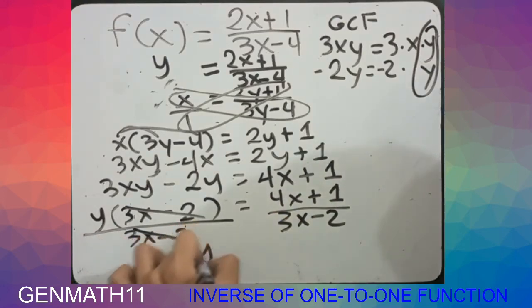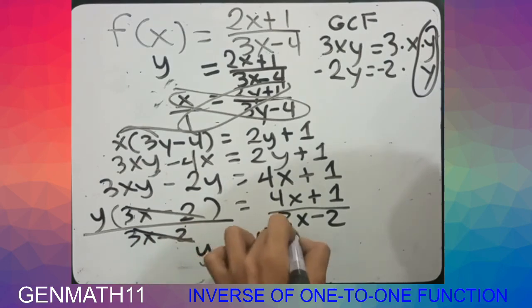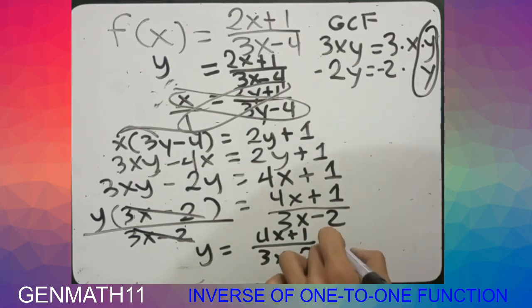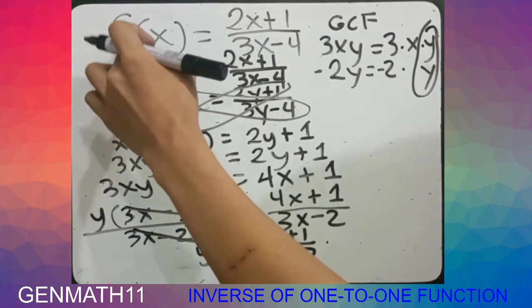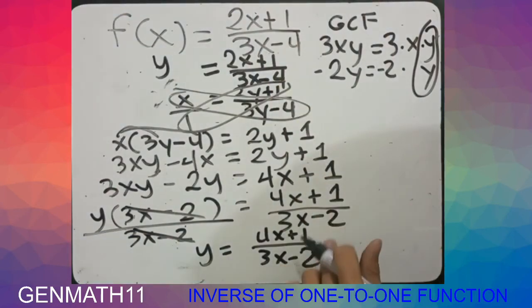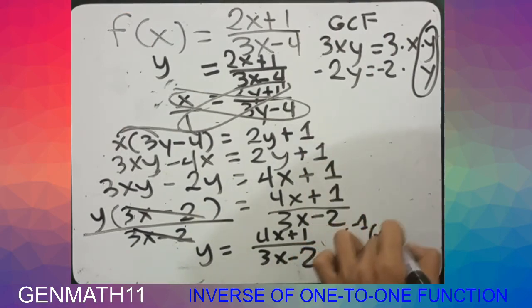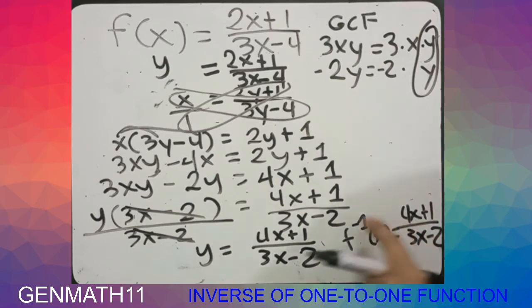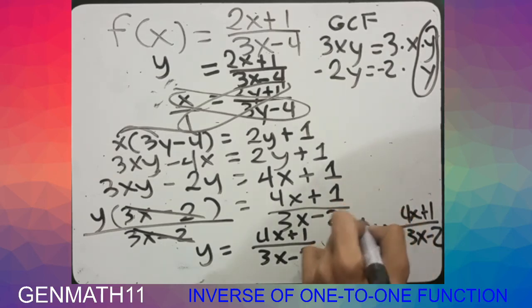So, y equals 4x plus 1 over 3x minus 2. Then, i-represent natin siya as an inverse of a one-to-one function. So, gagawin lang natin tong f, tapos negative 1 sa taas. So, gawin natin siya f negative 1 of x is equals to 4x plus 1 over 3x minus 2. Okay? So, negative 1.